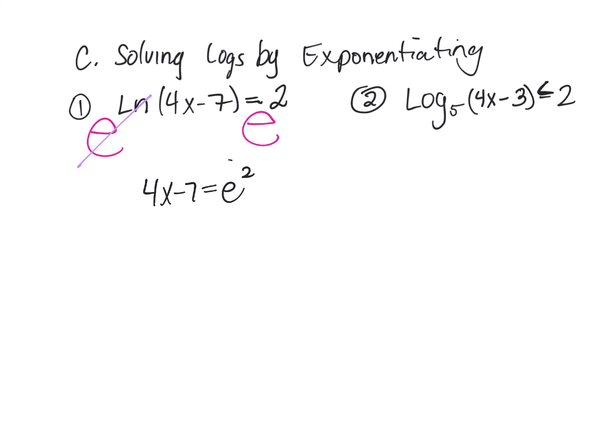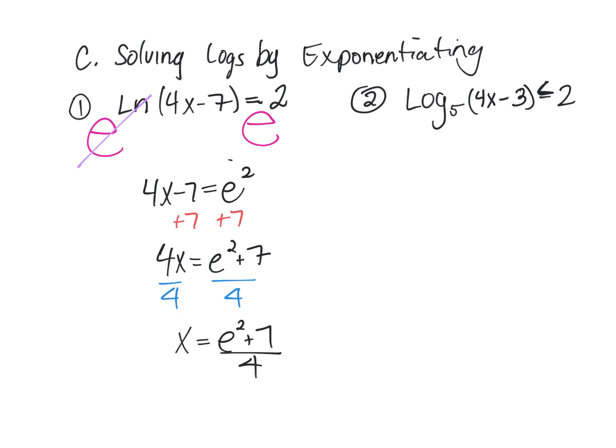Now remember, if there weren't parentheses, I would need to add 7 first and then do the exponentiating. So now I can add 7. 4x equals e squared plus 7, and divide by 4. X equals e squared plus 7 over 4. And again, that's my exact answer. I don't need to go get a decimal. Questions on that one?